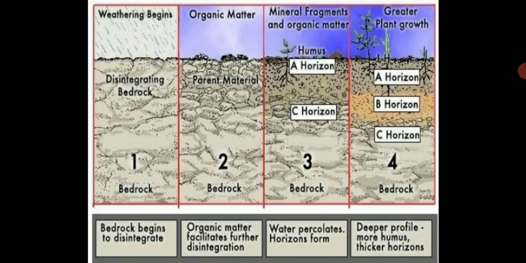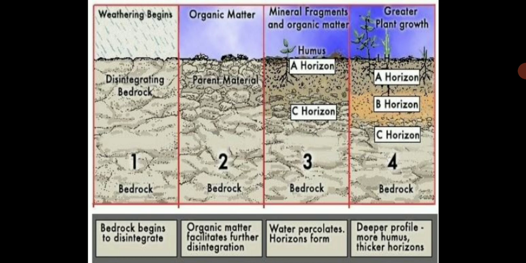Now let us see how this soil formation takes place. You have a bedrock which starts disintegrating, breaking down. Weathering begins. So bedrock begins to disintegrate. Then this is how soil is formed naturally, but it's a very slow process, and it takes years together to make a 1 centimeter thick layer of soil.